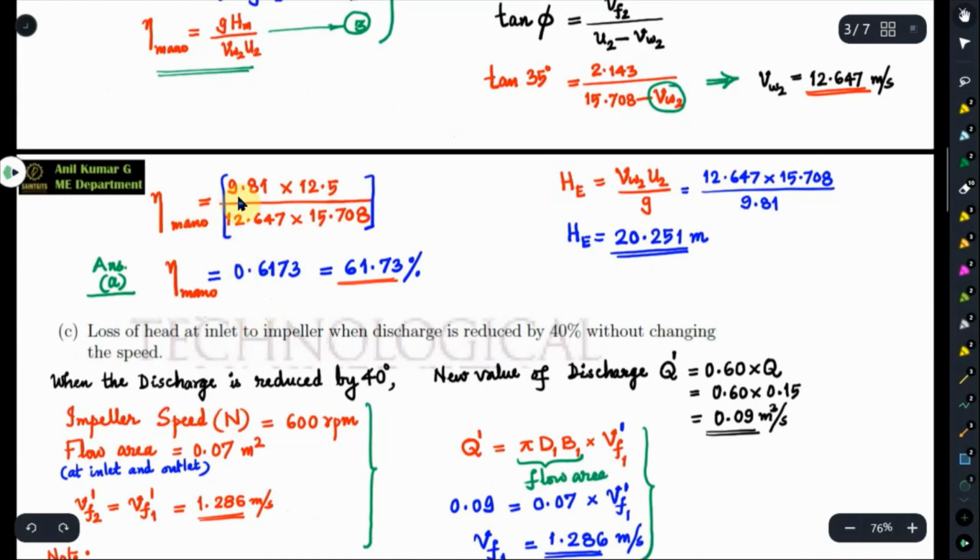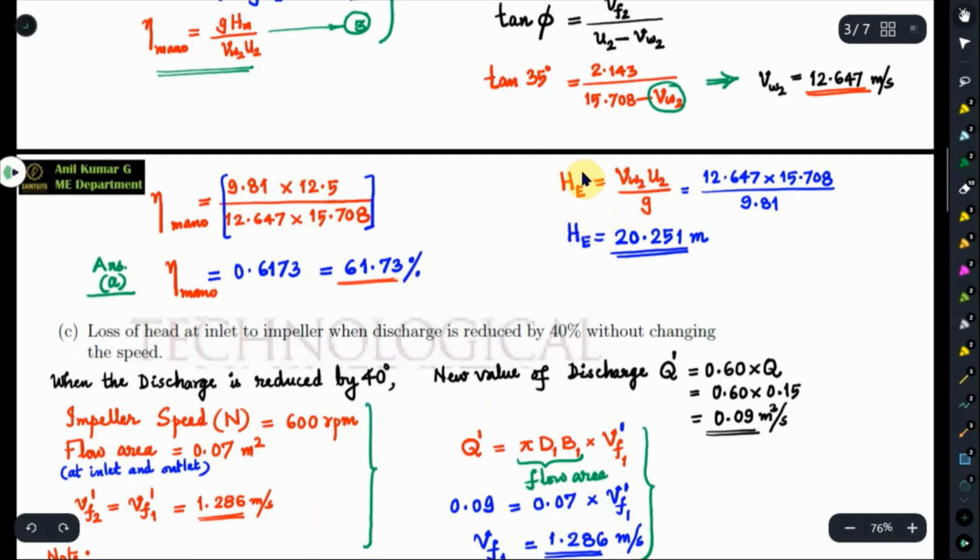On substitution, you will get manometric efficiency is equal to 9.81 into Hm is 12.5, Vw2 we found out 12.647, and U2 is equal to 15.708. So manometric efficiency is equal to 0.6173. That in percentage you will get 61.73 percentage. Now what is this Euler head?